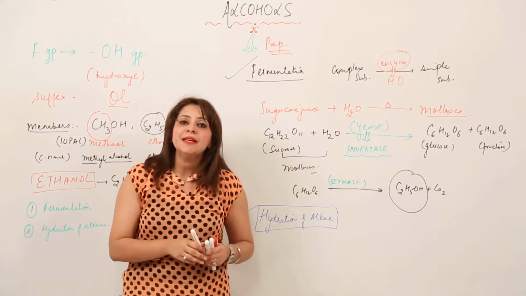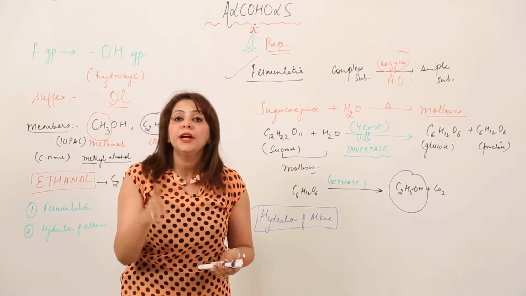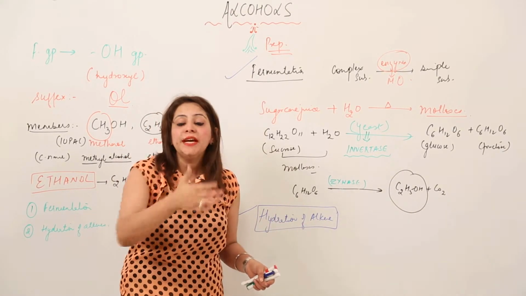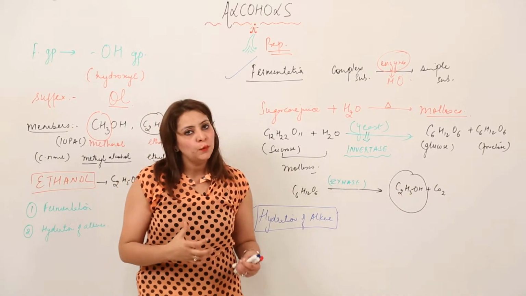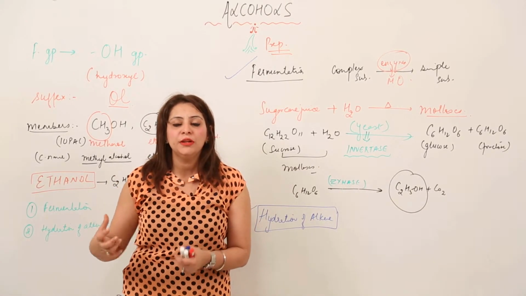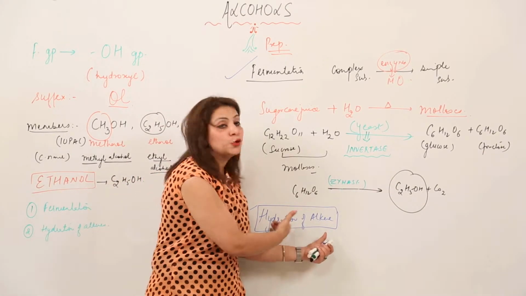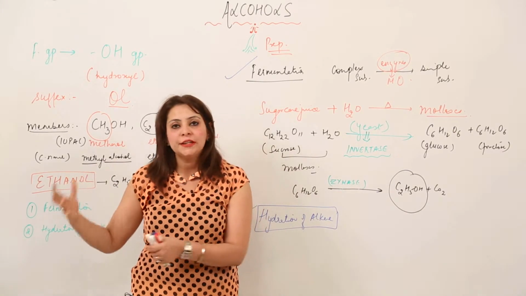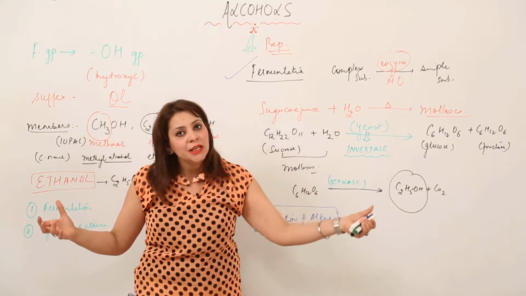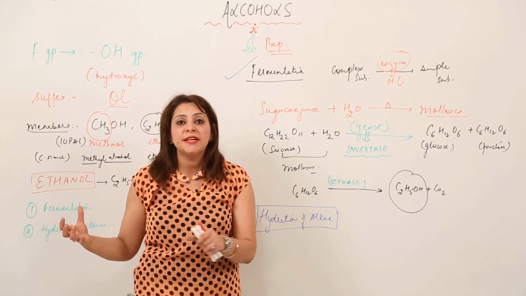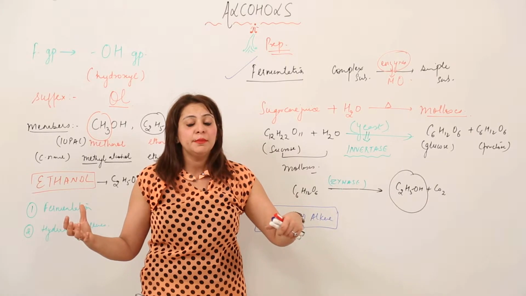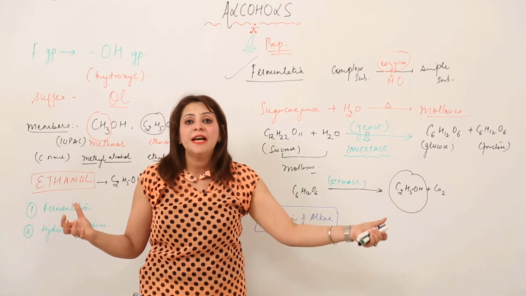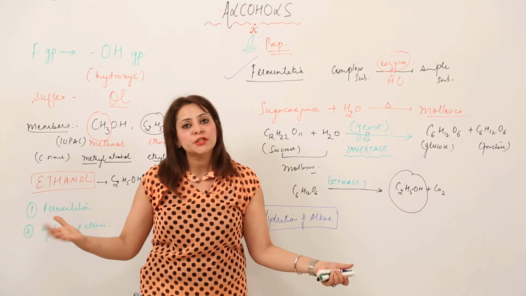See, by the process of fermentation we can prepare only ethanol, but by this process, hydration of alkene, we can prepare any alcohol. Suppose I wish to prepare the first member of alcohol, that is methanol. So what alkene should I be taking here? I'll be taking the same members. Suppose I need to prepare ethanol, so I'll be taking ethene. If I wish to prepare propanol, then I'll be taking the alkene with the same number of carbon atoms, that is propene; for butanol, butene; for pentanol, pentene.